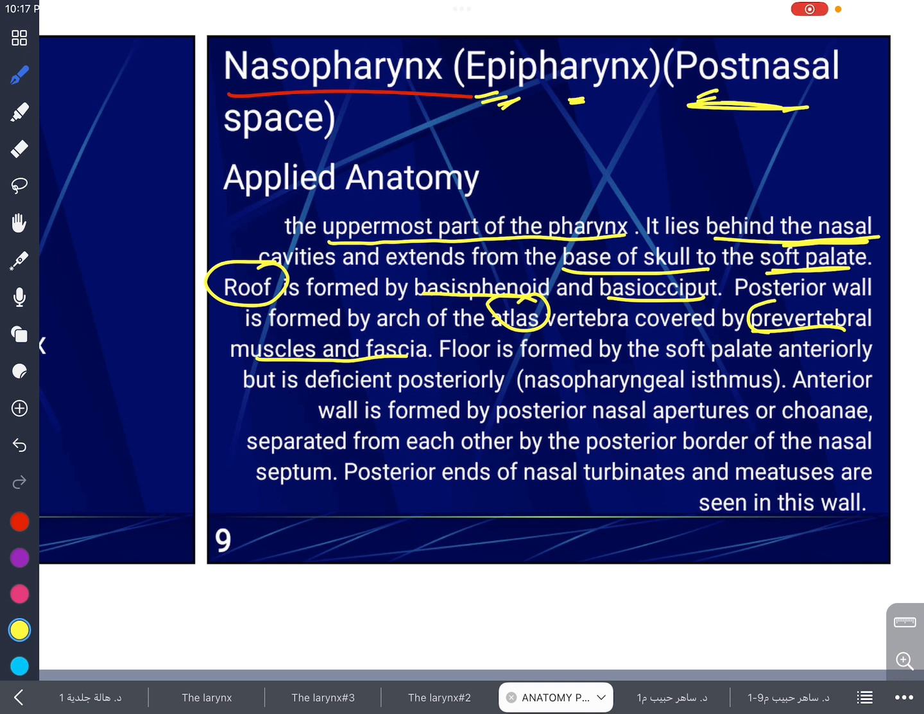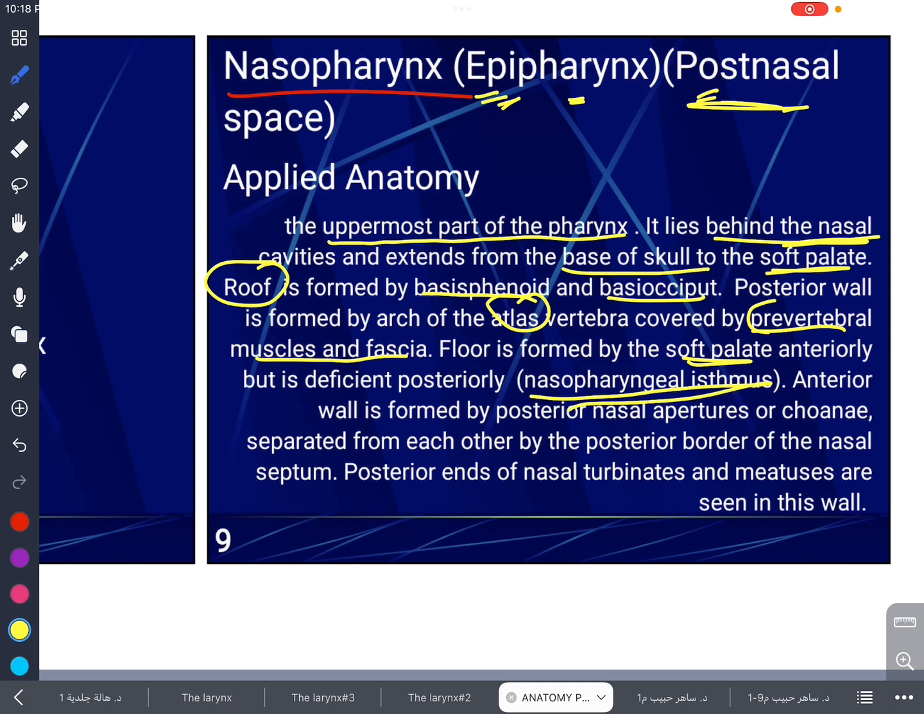طبعا الفلور احنا قلنا يتكون من السوفت باليت، لكن هذا انتريورلي. أما بس بوستيريورلي يعني راح يكون أكو فراغ. هذا الفراغ يسمونه النيزوفارنجيال اسمس.